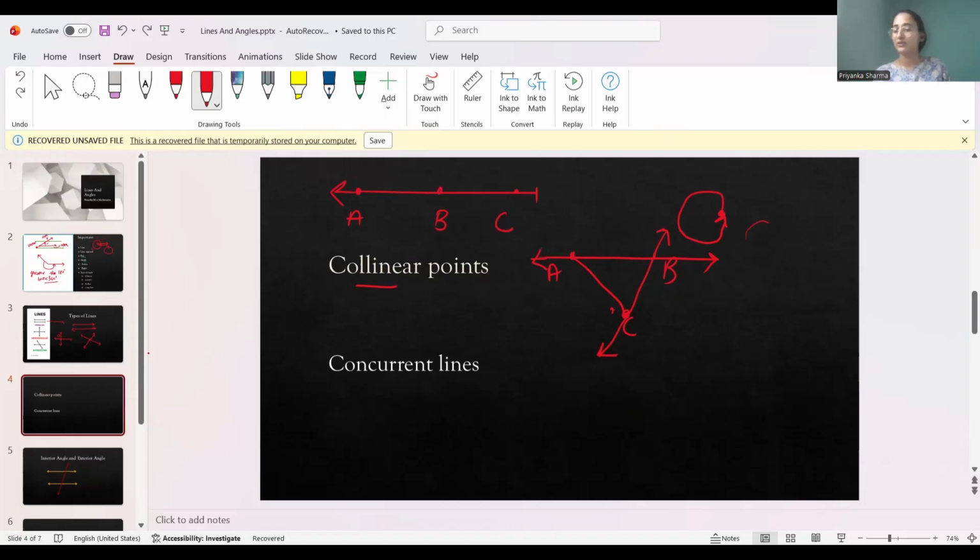But A, B, C are not collinear points because a single line cannot be passed through these 3 points. So these 3 points are not collinear, but these 3 points are collinear.